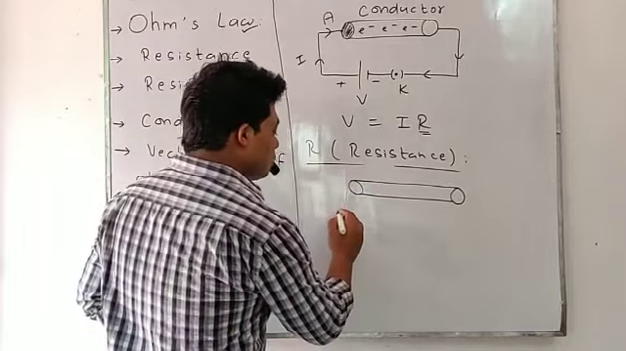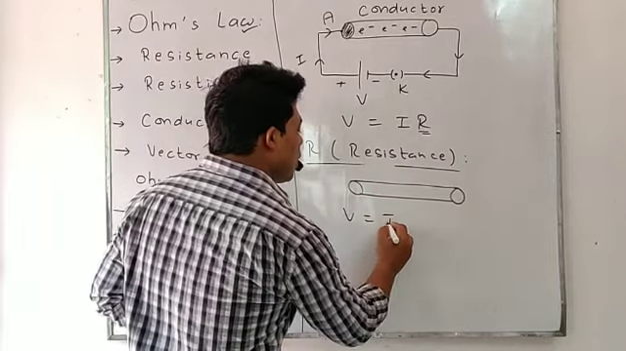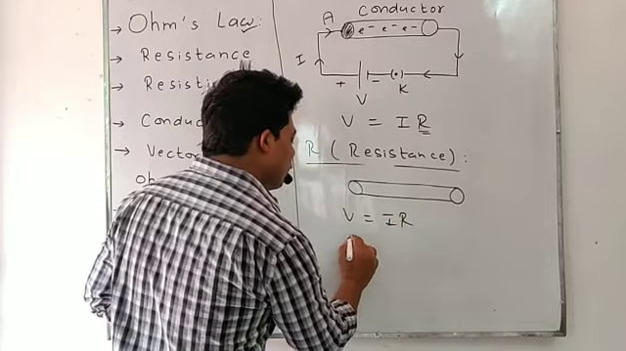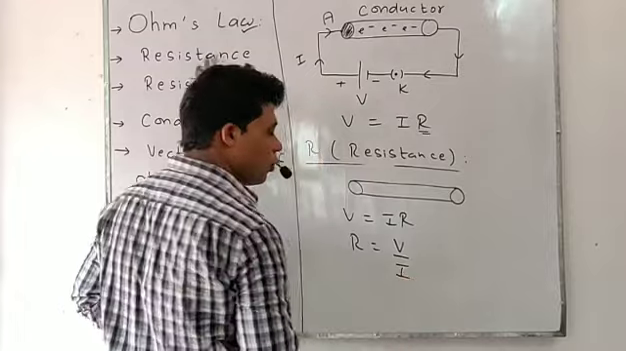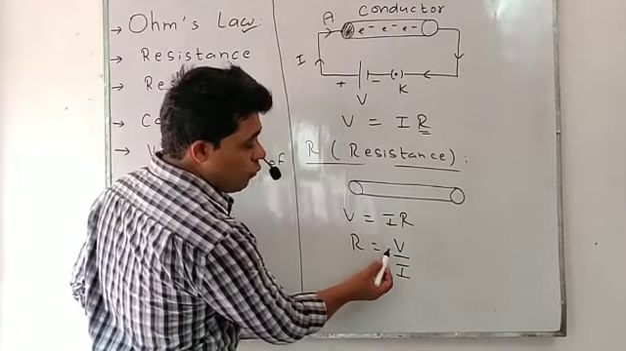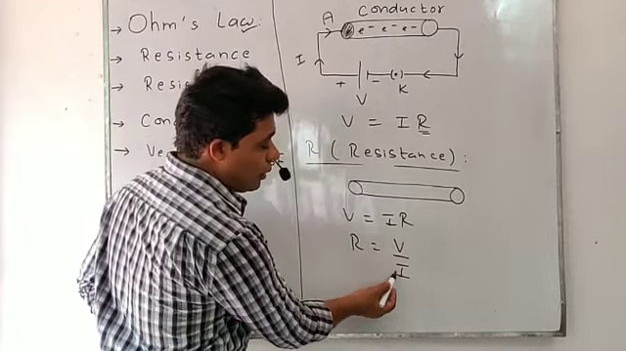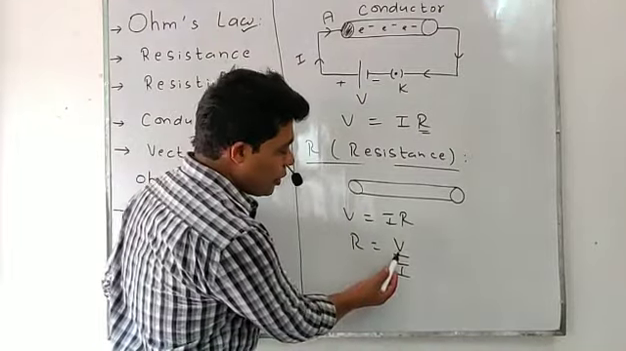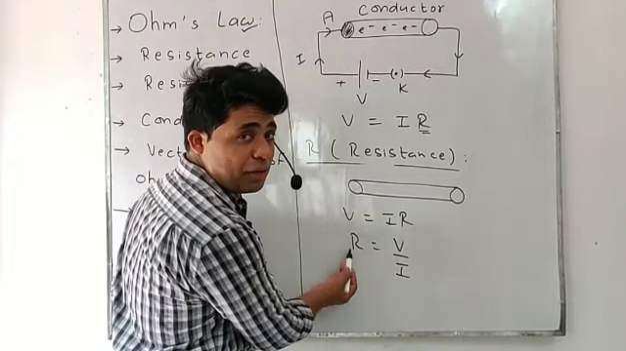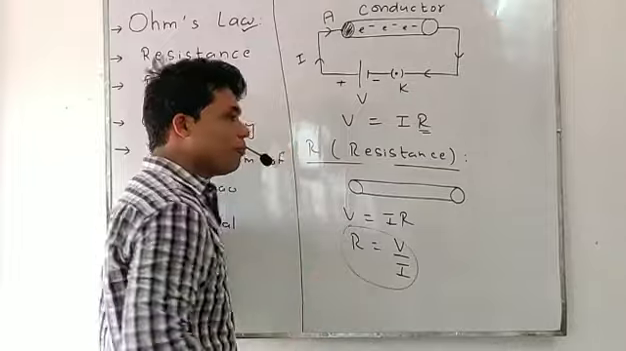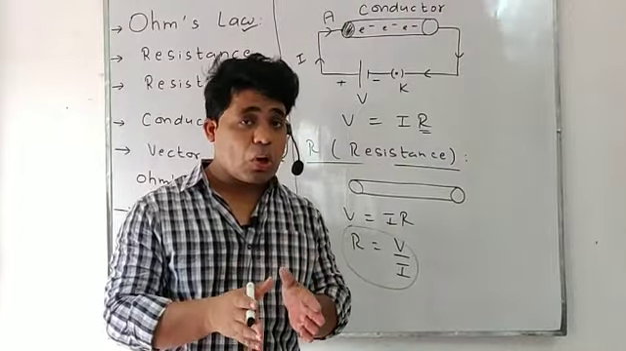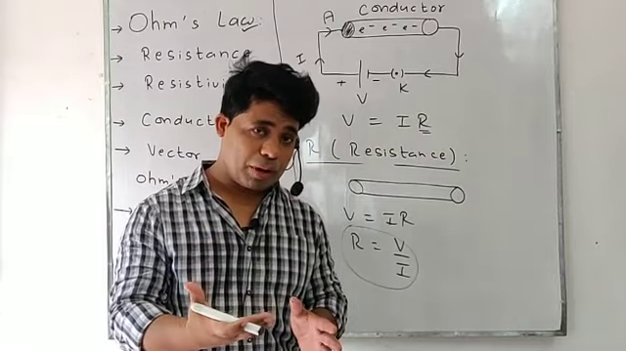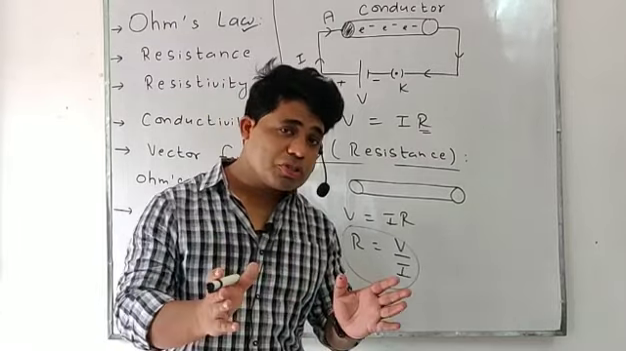Okay, so V equals IR. On account of that, its mathematical form will be what? R equals V by I. The ratio of voltage and current, the ratio of potential and current, is said to be resistance in mathematical form, and we can define it as a hindrance or obstruction in the flow of current. It opposes the flow of charge.